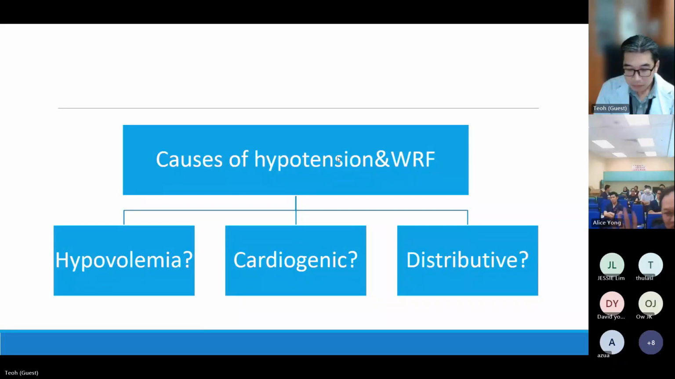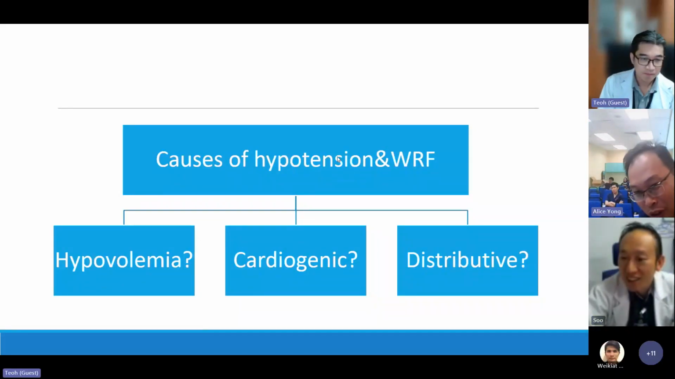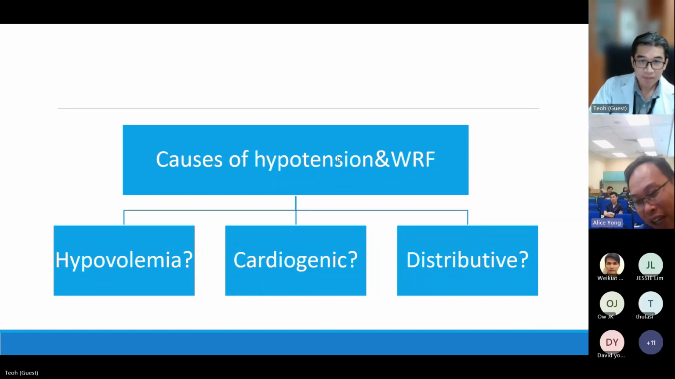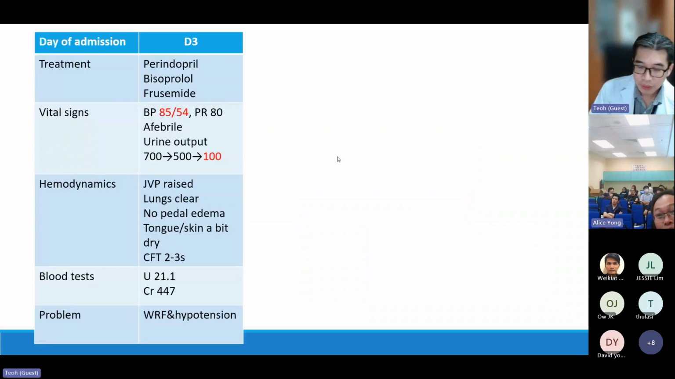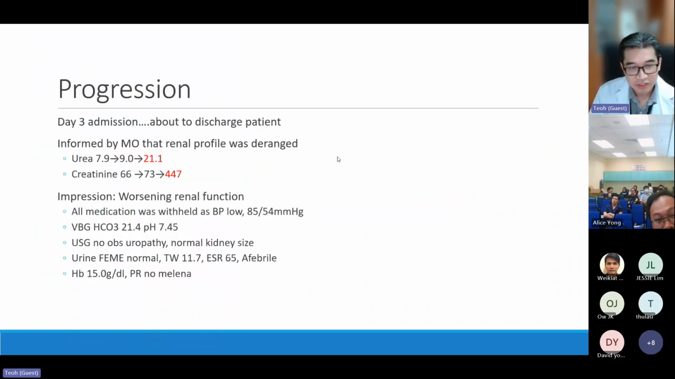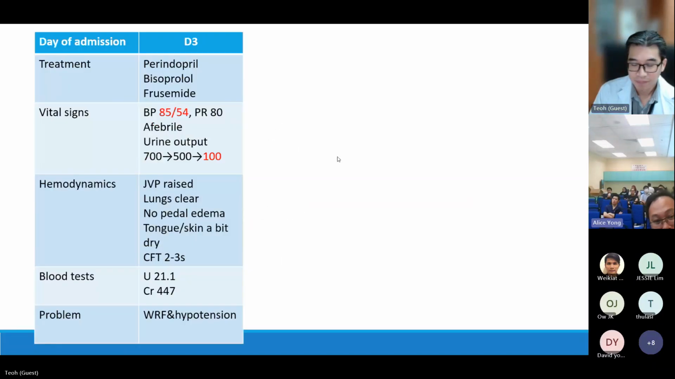Hello. Yeah, Dr. Teoh, yes. Does this patient have a bedside IVC scan or a lung scan as well? Lung scan, unfortunately, we don't have. Febrile, right? Febrile. Total white count is 11, ESR 65. So day 3 of admission. Not sure whether it's hospital acquired. Yes, one of the links here.